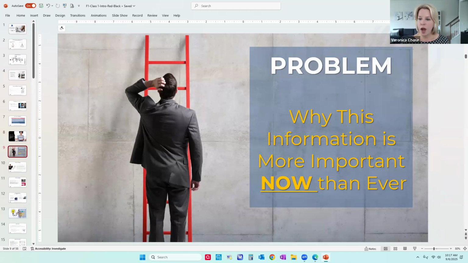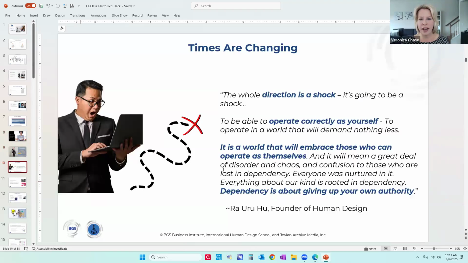So the problem, in a sense, is the question of why this information is more important now than ever. And it really does have to do with these changing times that we're in. The whole direction is a shock. Ra told us this. So Ra Uru is the founder of Human Design.